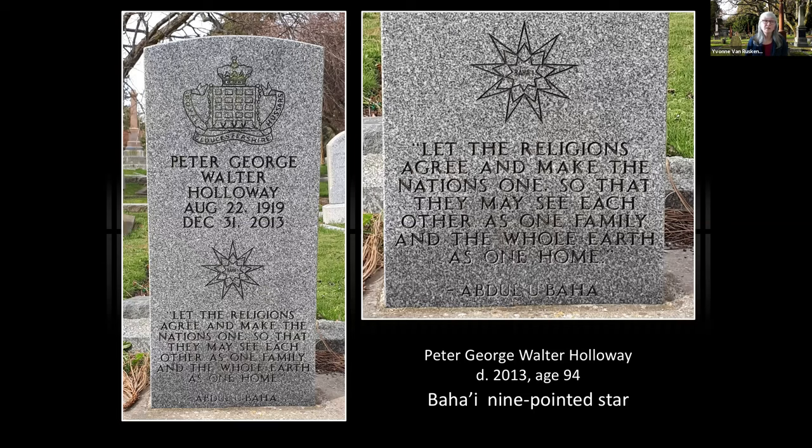The symbol that you'll often see on the Baha'i markers is the nine-pointed star, and this one is one version of that, and on the next slide I'll show you another one. Although the nine-pointed star itself is not an important part of the teachings, it's the number nine that is, and it's a symbol of perfection and unity in numerology.